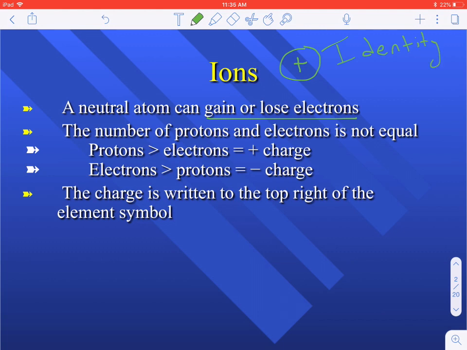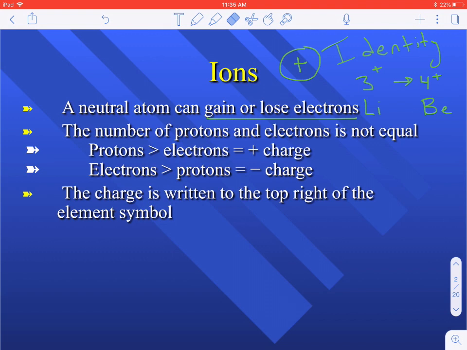So for instance, if we had that lithium that had 3 protons, and we said, hey, we want to make this thing have a +1 charge, maybe we should give it another positive proton to make it have 4 protons. It's a whole new element because the element with 4 protons is beryllium. So this one's lithium, this one's beryllium. We can't do that, right? If we change the number of protons, we've changed the identity of an atom.